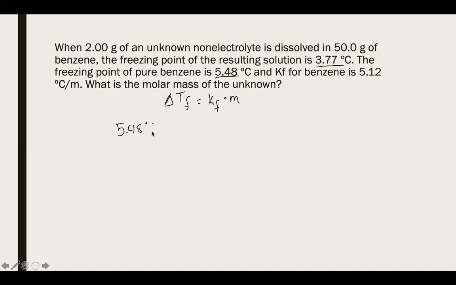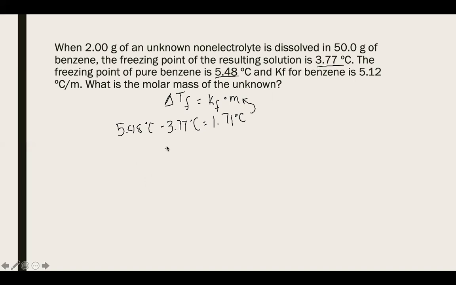So the first step is to figure out what delta TF is. If you have 5.48, in order to figure out the difference, you can do 5.48 degrees Celsius minus 3.77 degrees Celsius, and that equals 1.71 degrees Celsius. And we can plug that back into this equation in order to figure out the molality, because we're given KF. If we have the molality and we have the grams of the solvent, we can figure out the number of moles of the solute.